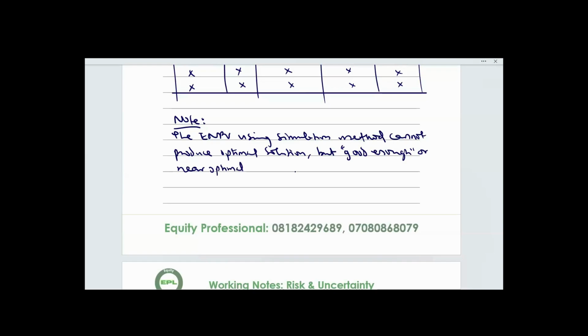Or near optimal. Why? Because not all cash flows are well represented. So you are not going to pick all the cash flows. You are selecting numbers randomly based on the random number given to you.